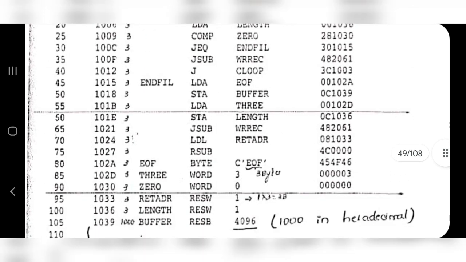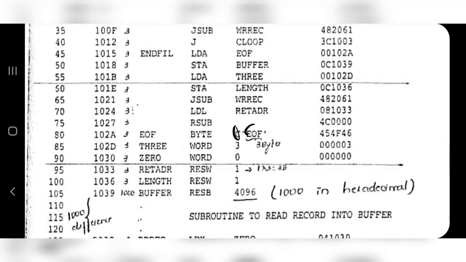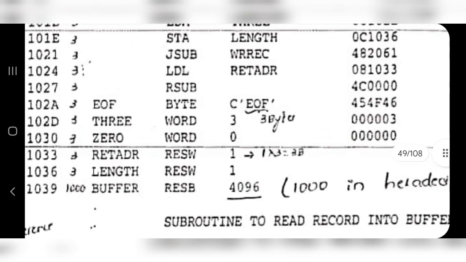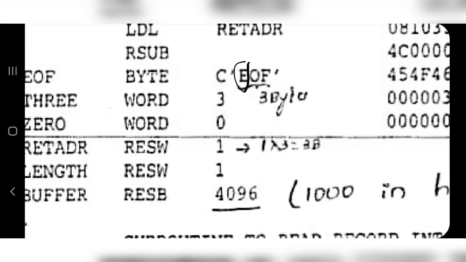hexadecimal. What I mean is, this is not in hexadecimal. So if it is not in hexadecimal, you have to convert each letter into hexadecimal. What is the hexadecimal equivalent of E? It is 45, right? The hexadecimal value of E will be 45, for the E character I'm talking about, by using ASCII values.